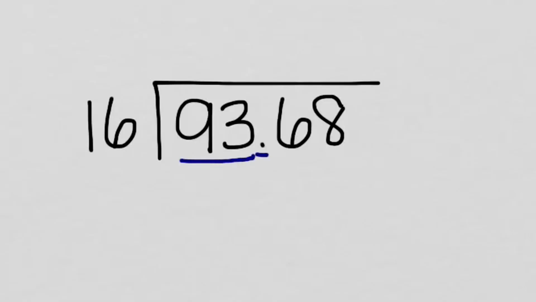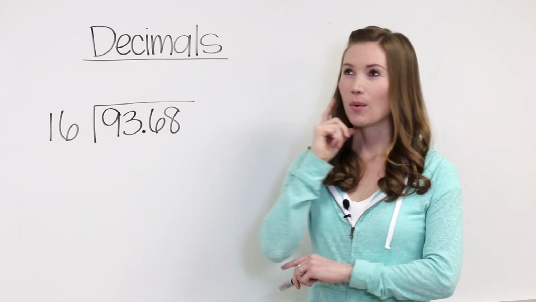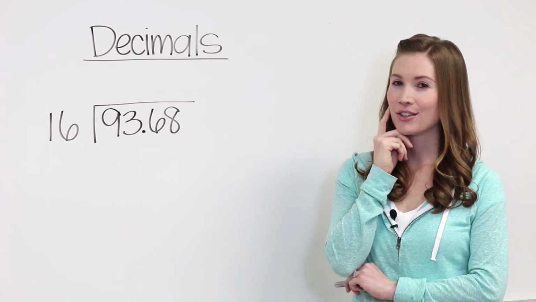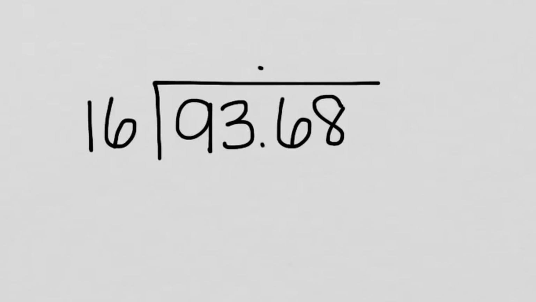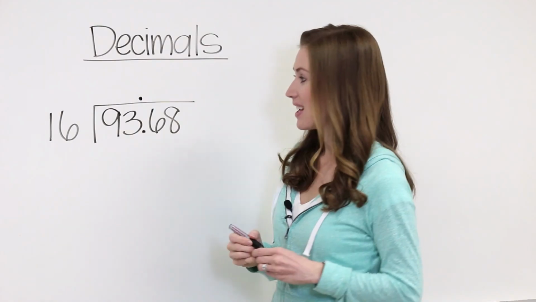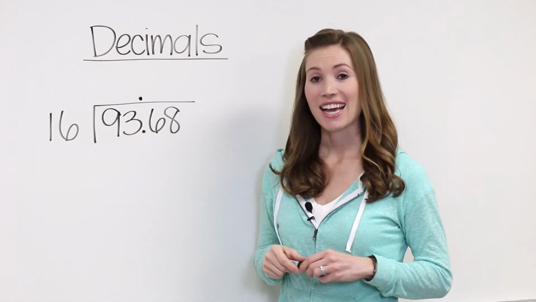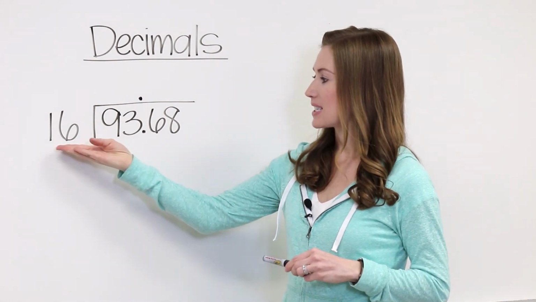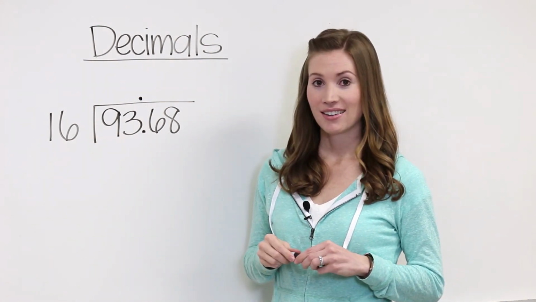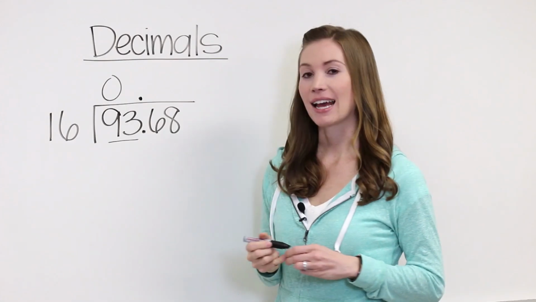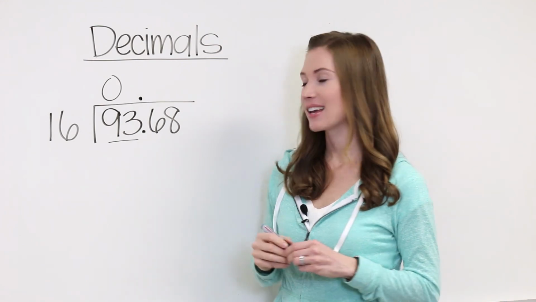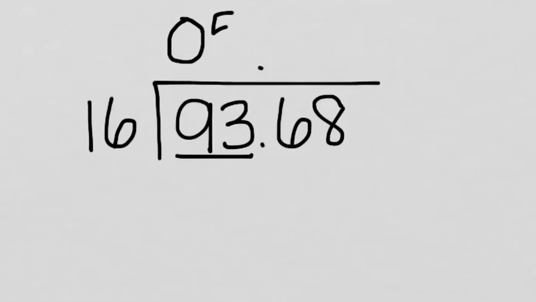93 and 68/100 divided by 16. Now what's the first thing we need to do? If you said bring up the decimal point, you're correct. We don't want to forget about that guy. And now we're just going to divide as usual. How many times can 16 go into 9? 0. What about 93? It can go in 5 times.